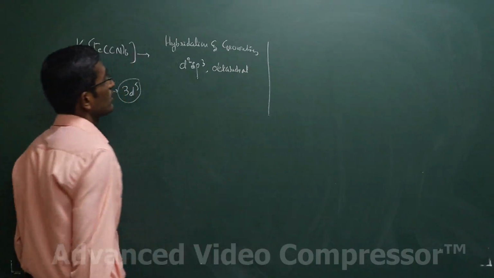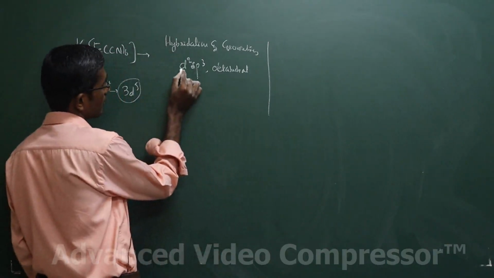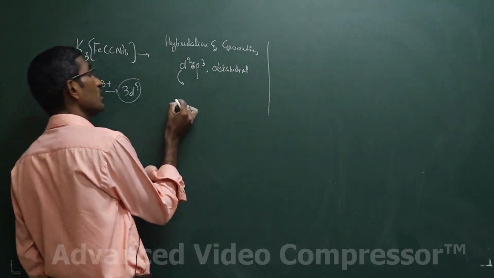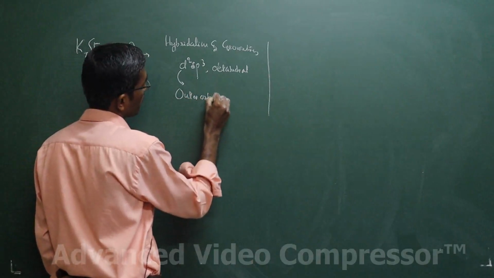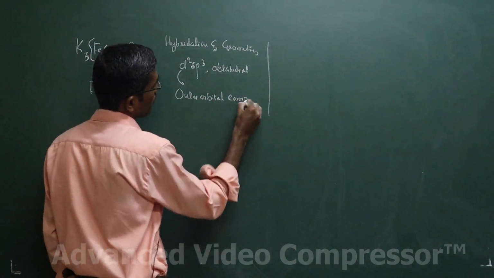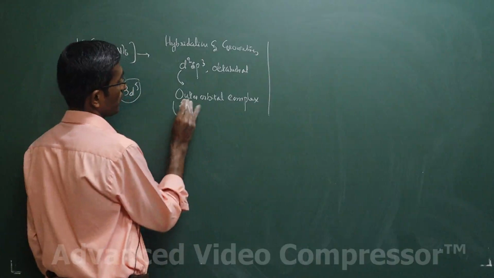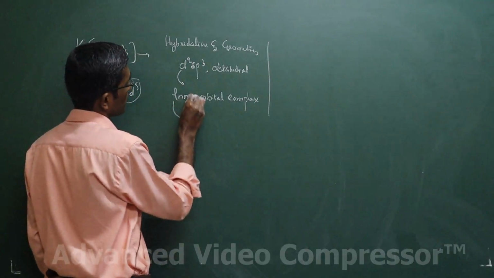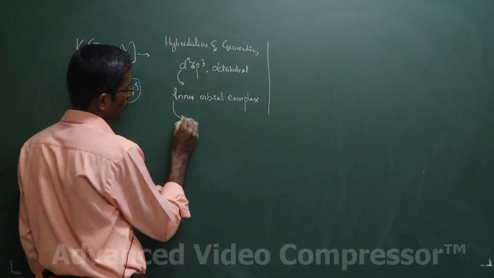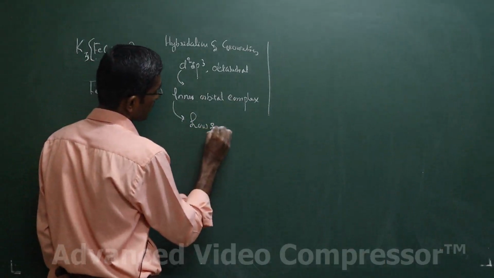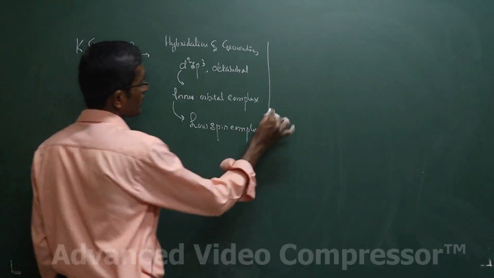One thing we have done. The second aspect we need to take care of is whether it is an outer orbital or inner orbital complex. Since it is a strong ligand, I can say it is an outer orbital complex. Sorry, it's not outer orbital, it's an inner orbital complex, since there is an involvement of the inner d orbital. And since it's a strong ligand, I can say it's a low spin complex.